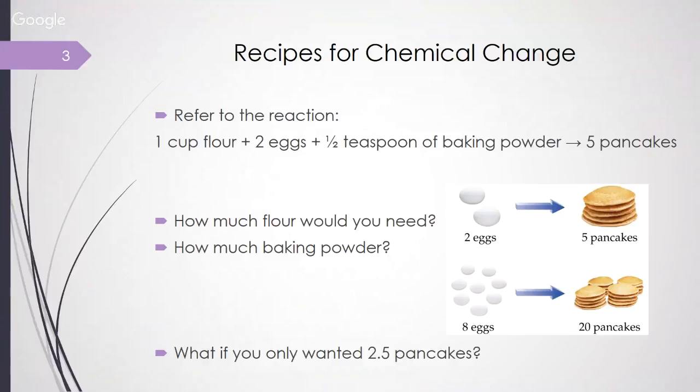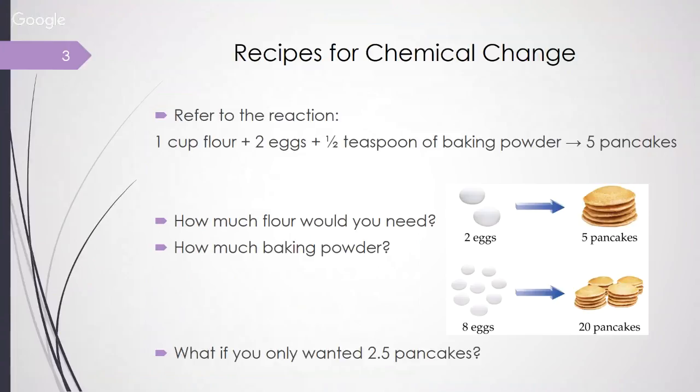So if 1 cup of flour gives me 5 pancakes, then I would need 4 cups of flour for my 20 pancakes. It also tells me that I would need 4 times 1/2 of a teaspoon of baking powder, which says I would need a total of 2 teaspoons of baking powder to make my 20 pancakes.